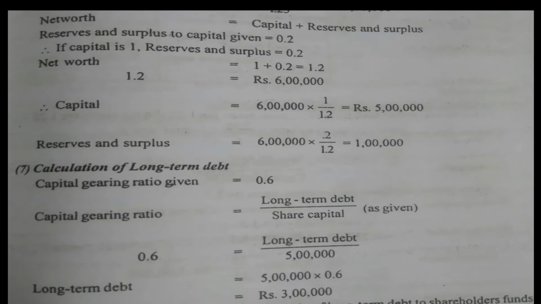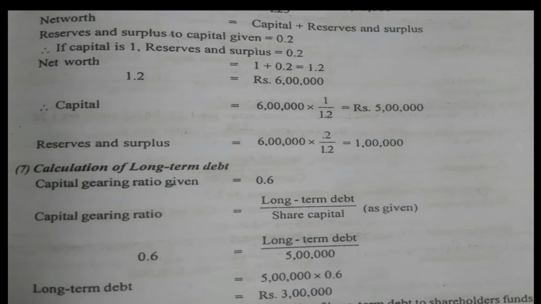Now we know it is net worth. We found net worth is nothing but shareholders' fund, capital plus reserves. Okay, the problem says reserves to capital is 0.2, which means capital is 1, reserve is 0.2. You got it? Whenever you come across "to", in this case reserves divided by capital is equal to 0.2, which means reserve will be 0.2 and capital will be 1. We know the shareholders' fund to be 6 lakh. 6 lakh is nothing but 1 plus 0.2 together. Therefore, we divide that in ratio.